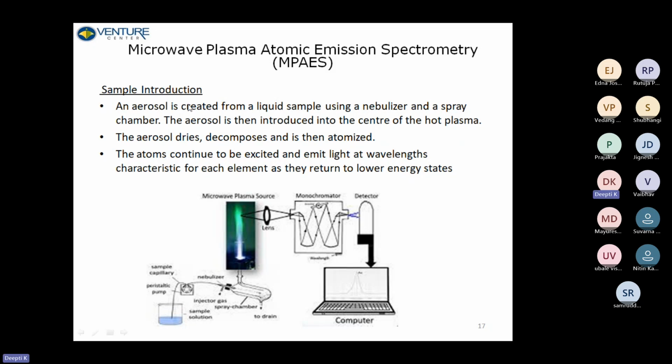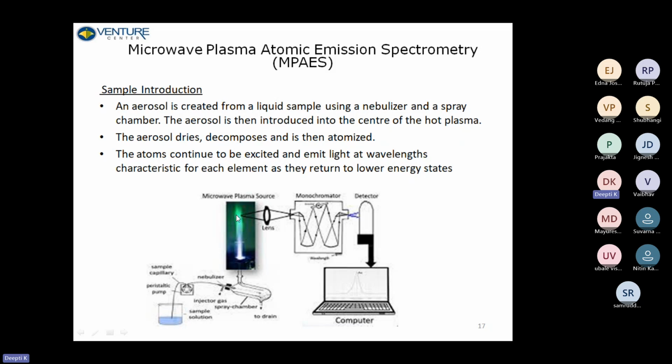From there, a peristaltic pump will transport that solution into a nebulizer. The nebulizer will then convert the sample solution into fine droplets and pass it to a spray chamber. As already mentioned earlier, the role of the spray chamber is to filter out fine particles and remove any excess or large droplets from this aerosol so that only fine particles reach the flame.